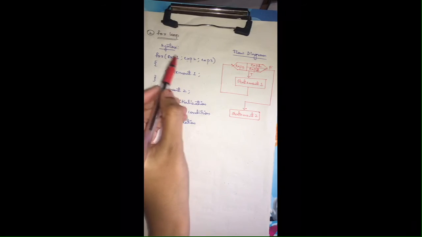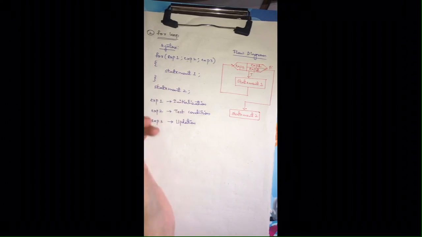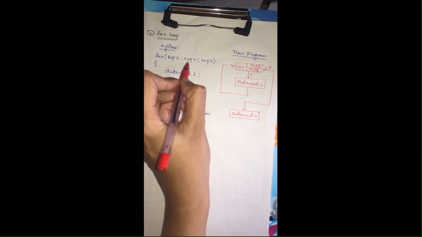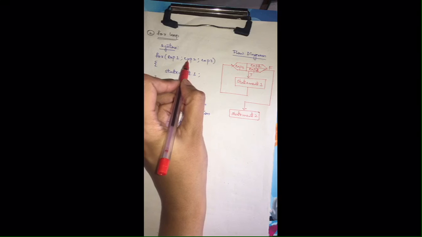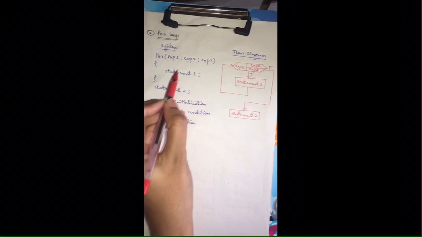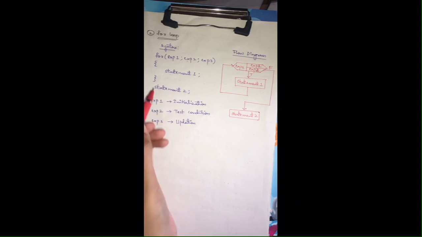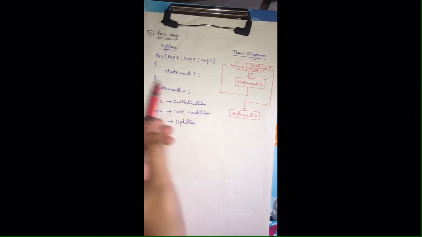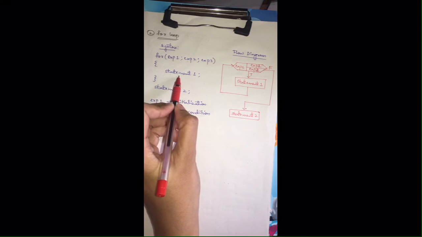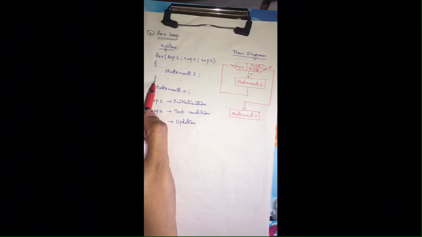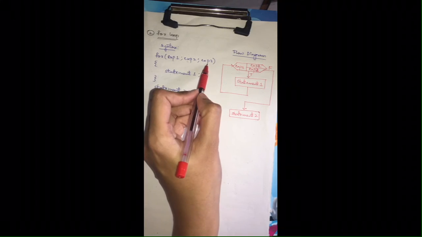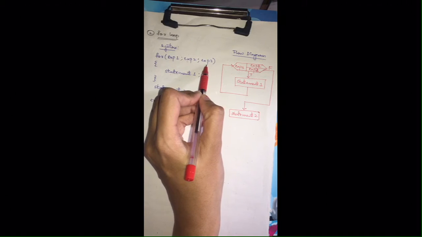First we have expression 1, so we initialize the loop and then we test the condition. If the condition is true, then we execute statement 1, or if it is false, we skip it and execute statement 2. So once the condition is true, we execute statement 1 and complete the execution. Then once the body ends, we go back to expression 3 and update the loop.